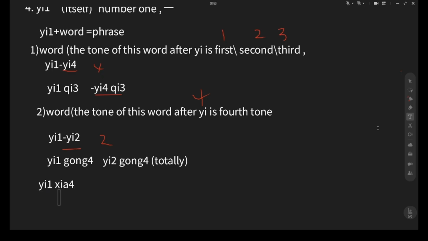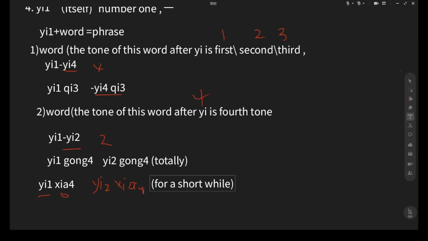So how to read this one? This is E, which tone? You see? The word after E is fourth tone, so we change to the second tone. How to read this one? 一下, yes. Good. So what's the meaning of 一下? It means for a short while. Okay?